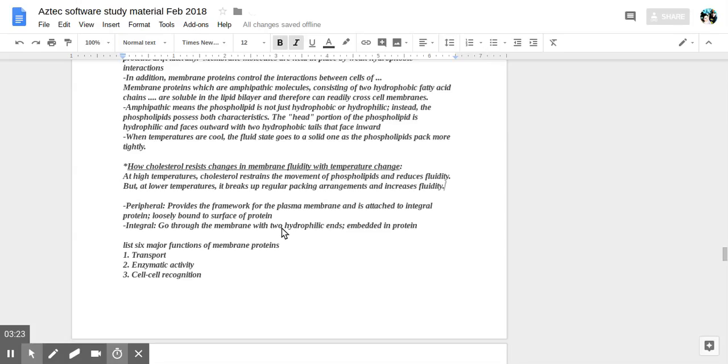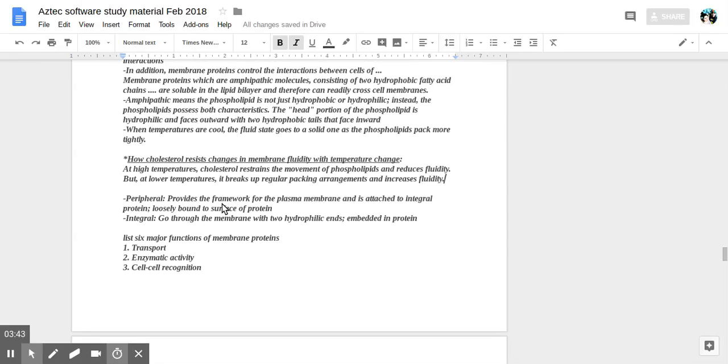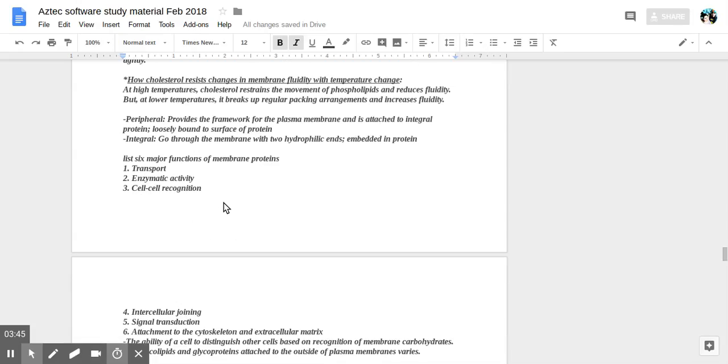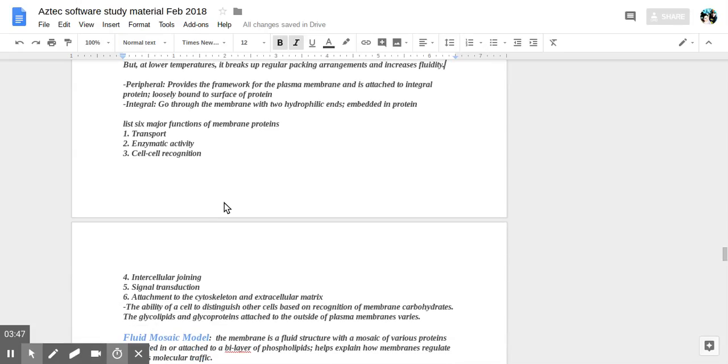So the integral is inside. That's what it's called, integral, inside the membrane, and the hydrophilic ends are what interact with the peripheral proteins, which are more on the surface.